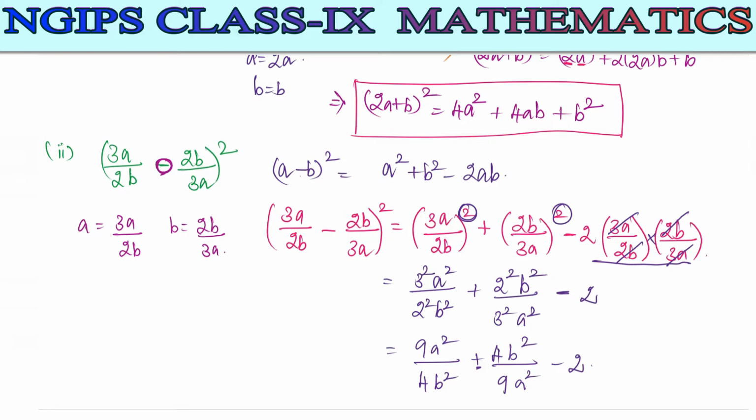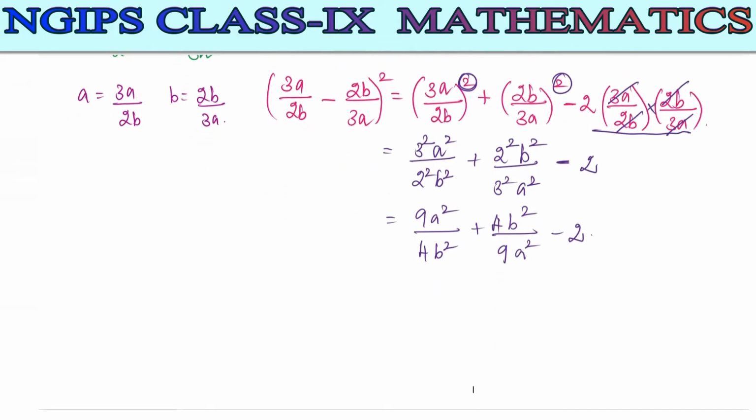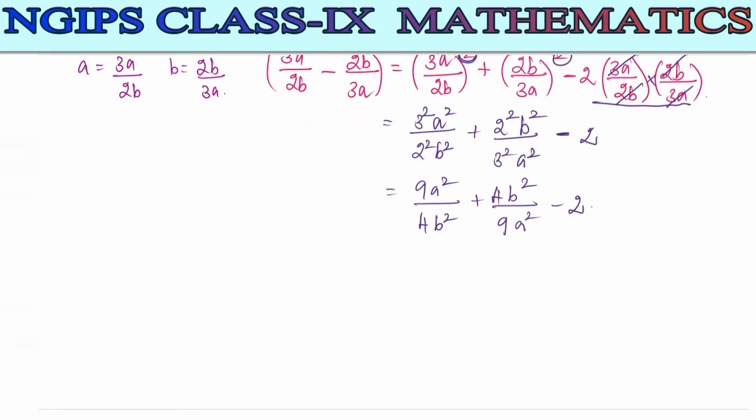So when you have plus, it is impossible to cancel the term. So this is the final answer. Now we'll move to the next one, the second main. Here they have given: use identities to evaluate.